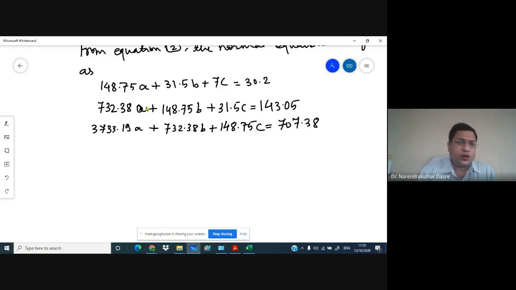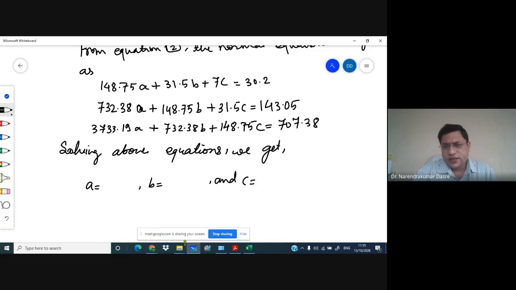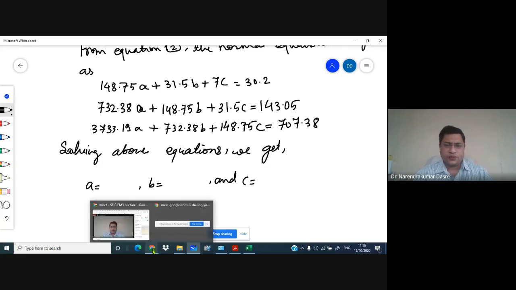This is the equation 2 we have written. Now we have to solve these three simultaneous equations for A, B, and C. Solving the above equations we get A is equal to, B is equal to, and C is equal to. Please give me the values you are able to get. Use your calculator directly and then give me the value.